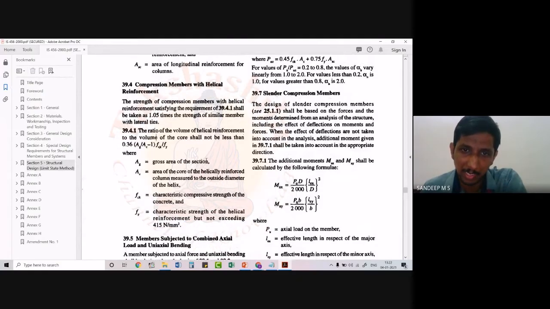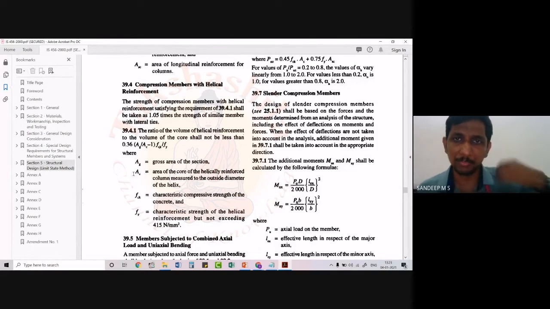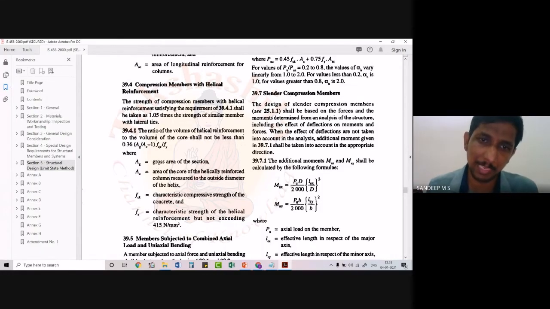This is the gross area of the section, and the area of the core. Here using AC, what they have represented is the area of the core of the helical reinforced column measured to the outside diameter of the helix. This is the quantity that we have right now worked out and represented by AK, for avoiding confusion with the area of concrete which we have discussed earlier. So AK represents the area of the core concrete. We have already calculated that. We have also calculated the gross cross-sectional area. Then FCK is the compressive strength of concrete and Fy is the strength of steel, that is the helical reinforcement, which we are using for our ties.